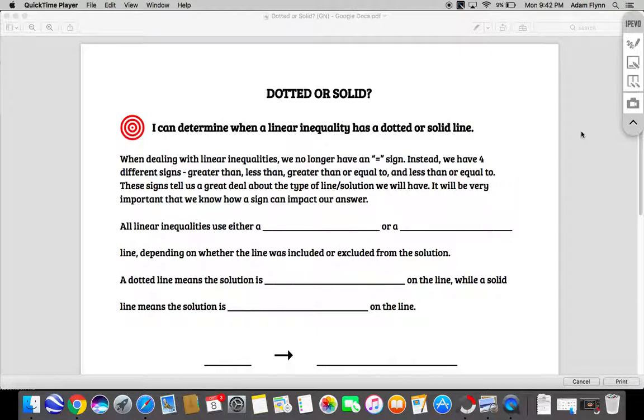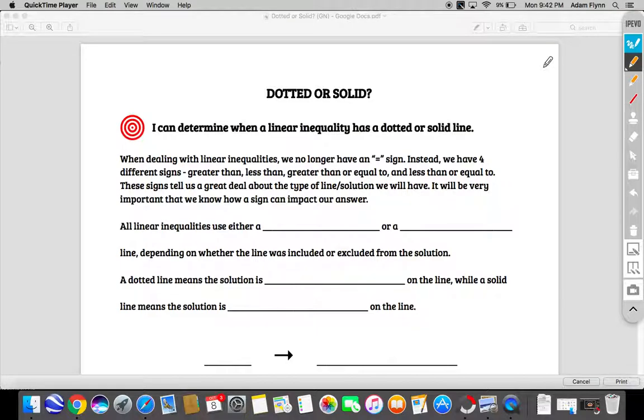When dealing with linear inequalities, we no longer have an equal sign. Instead, we have four different signs: greater than, less than, greater than or equal to, and less than or equal to. These signs tell us a great deal about the type of line or solution we will have. It will be very important that we know how a sign can impact our answer.